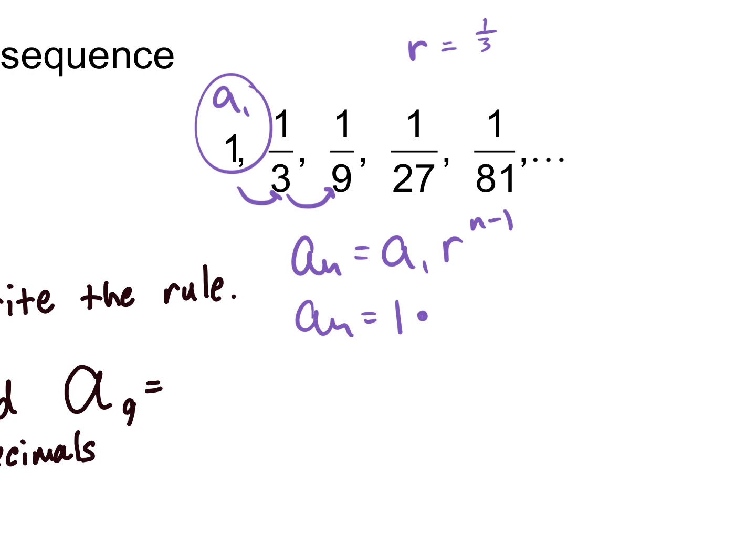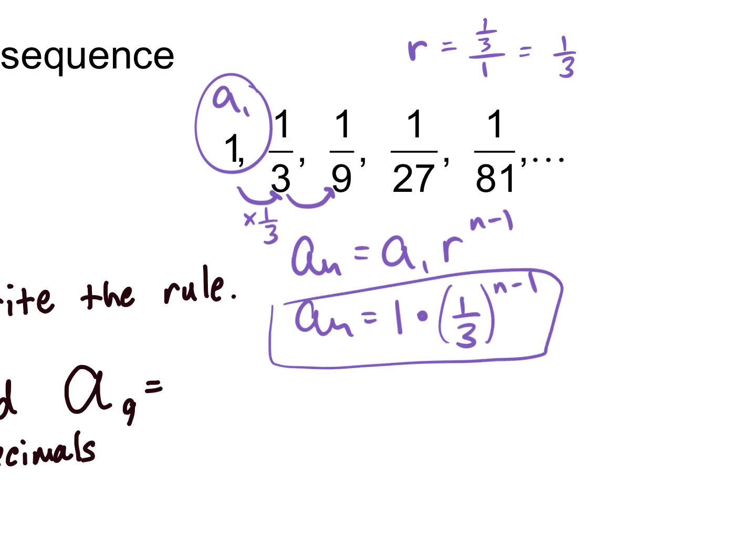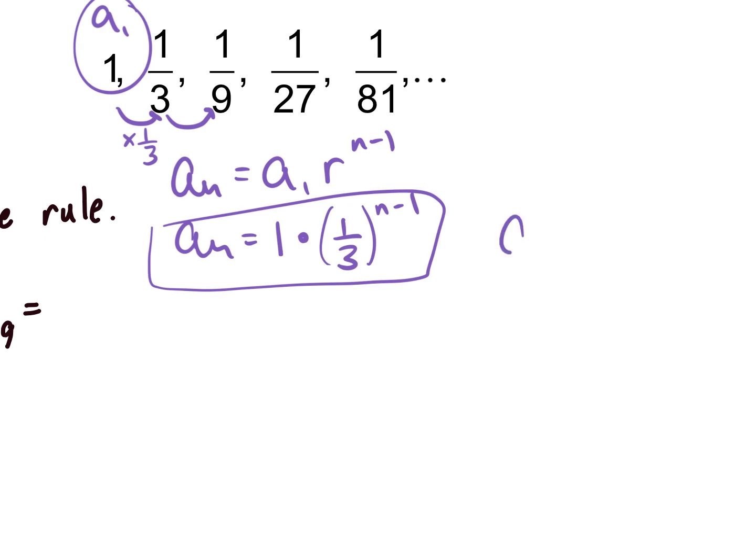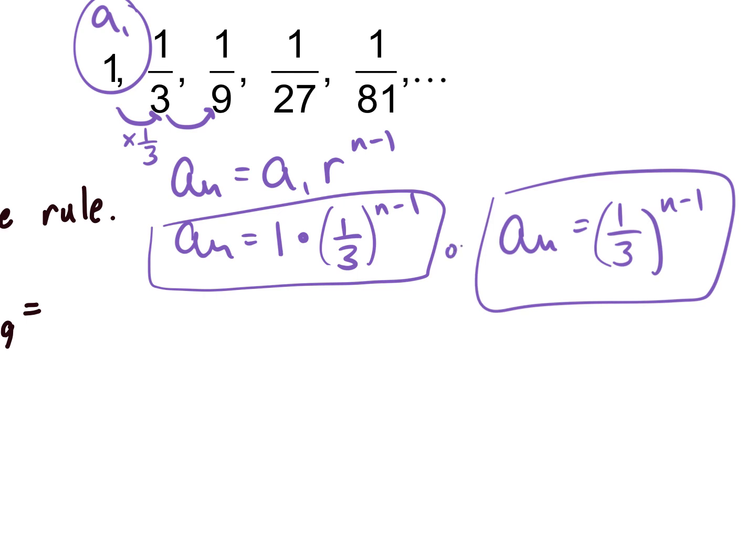1/3. If you don't see it right away, do the second term divided by the first. So 1/3 divided by 1 would just be 1/3. So we're multiplying by 1/3 and then to the power of n minus 1. So this would be our rule. You don't really need the 1 there. It's the same thing as saying 1/3 to the power of n minus 1, because when you multiply it by 1, it's the same. So either one of these would be fine.